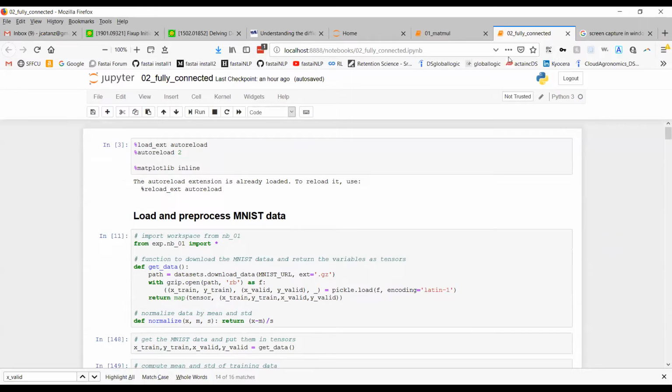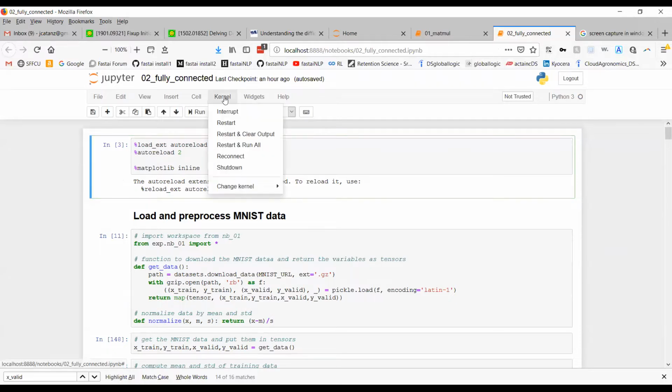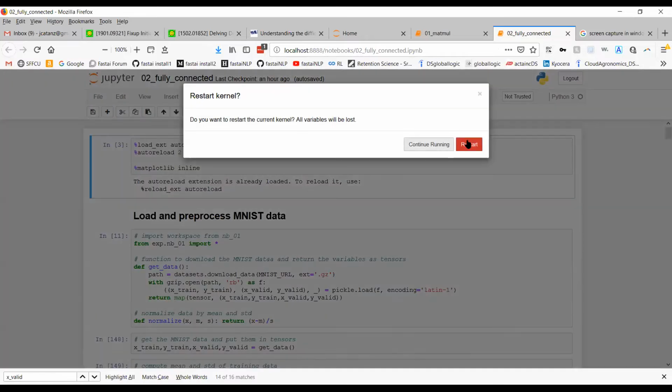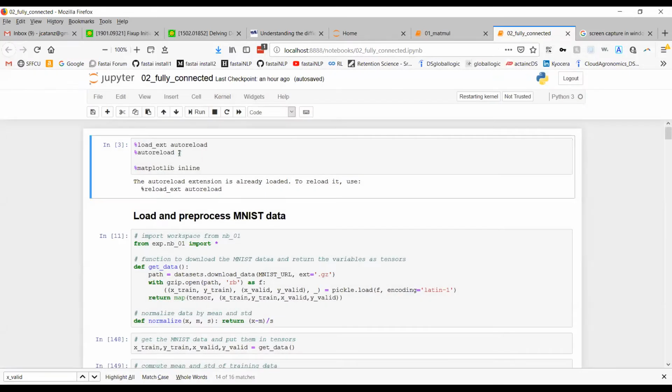So I'm sharing the notebook. It's called 02_fully_connected. That's what we're covering. That is essentially lesson 8B. So you can either do it on your machine if you have that set up, or you can do it on Colab. And so I'm just going to go through that. First of all, since I've already been through it, I'm going to restart the kernel and start from scratch.